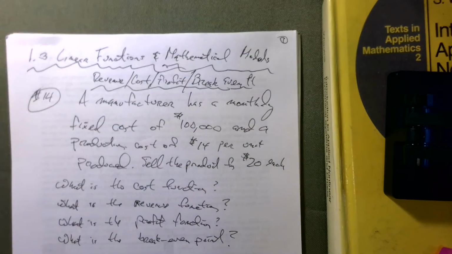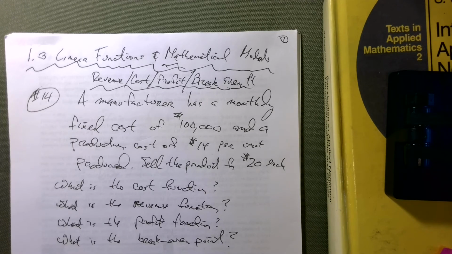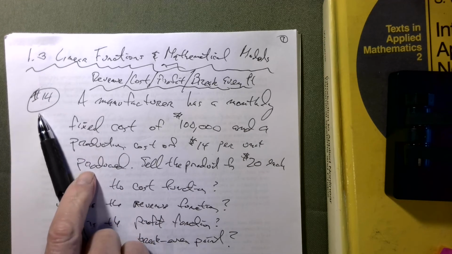Okay, so now we're going to start section 1.3, linear functions, and we're going to look at mathematical models. The first type of model that we're going to be using, lines, is for revenue, cost, and profit. So I'm going to take a look at number 14.